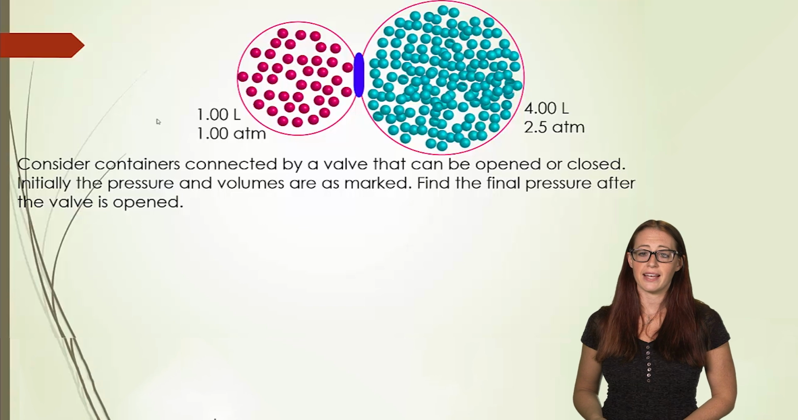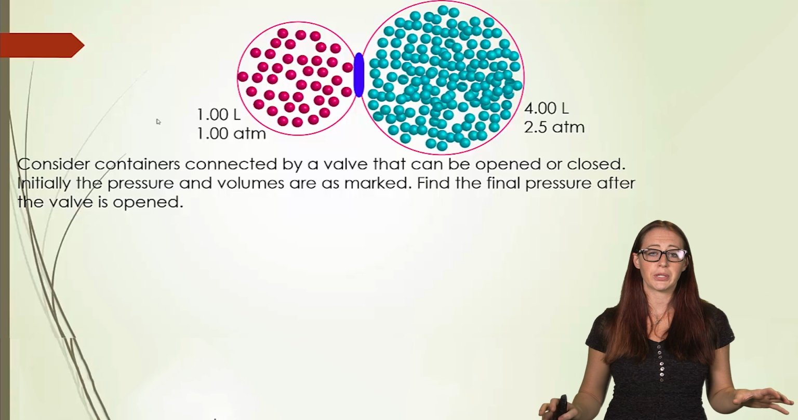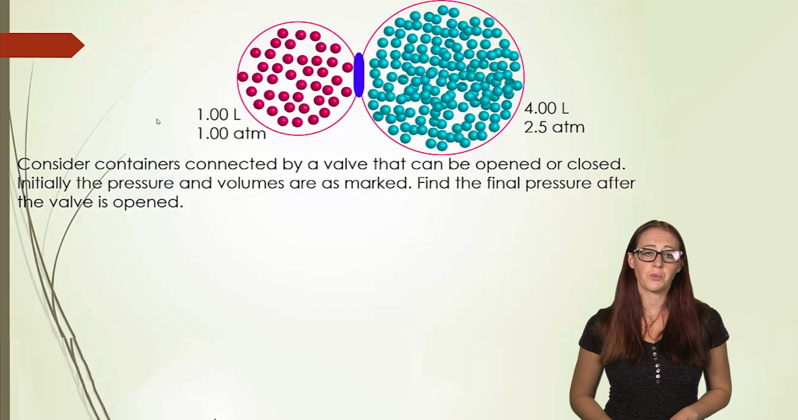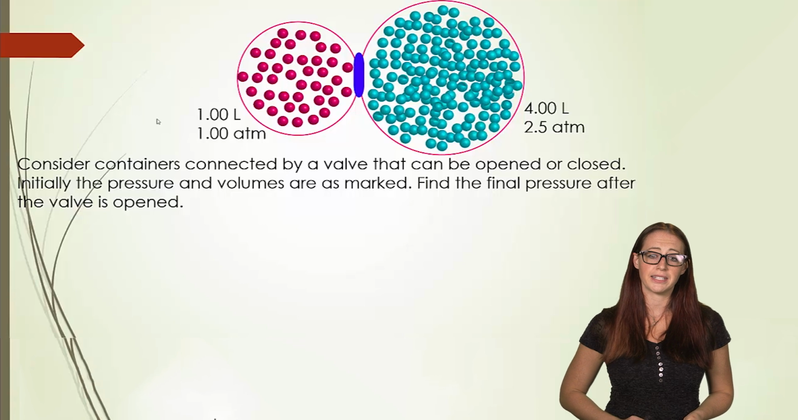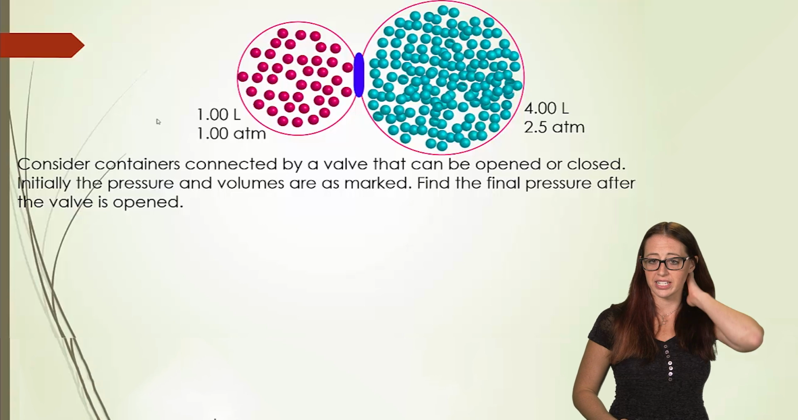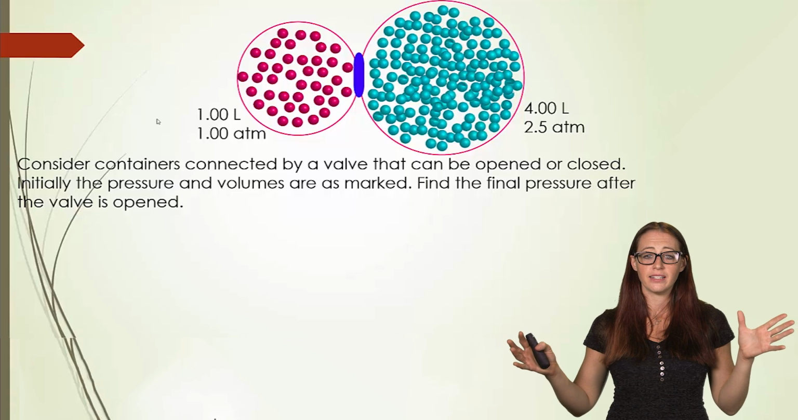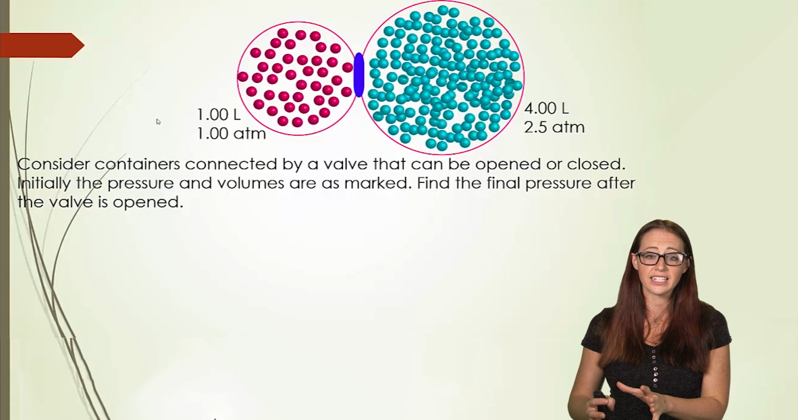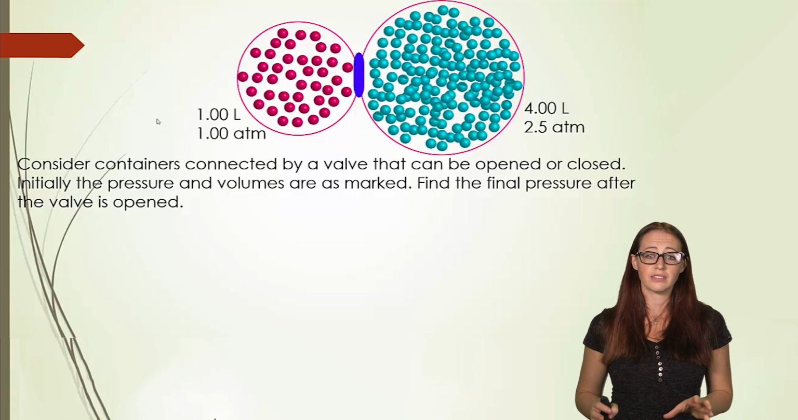Here we have two gases. They were originally in separate containers, and we want to know what the pressure is going to be once the valve is opened and they're mixed. We cannot just add the pressures here because you're not simply combining them into the same container. They were at different starting conditions. They had different starting volumes, different starting pressures.